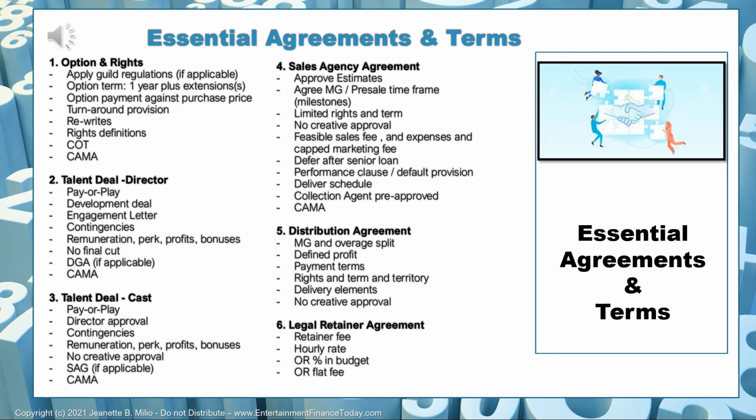For all the distribution agreements that we're doing, we're agreeing to a minimum guarantee, which is a license fee and an overage split. We're defining if there is any profit, how that's going to be handled. We're defining the payment terms when we do a distribution agreement, which usually means you get 10 to 20% as a down payment at the time the distribution agreement is entered into, and then 80% or 90%, depending on what is agreed, at the time the movie is delivered to the distributor.